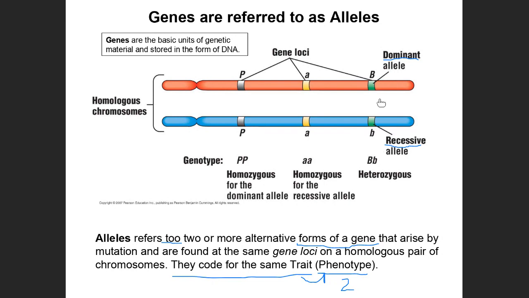Then what geneticists did is they said, hey, based on the dominant phenotype, I will use the uppercase letter, derived from the phenotype. So in this case, when you see an uppercase letter, such as a B allele, what they're trying to tell you is this is the dominant allele.